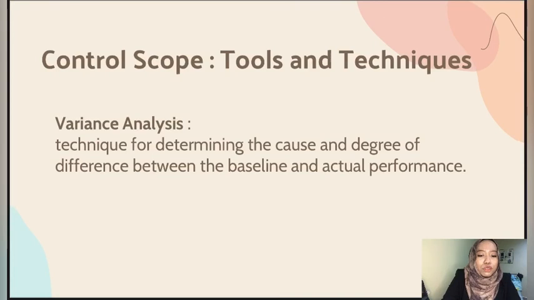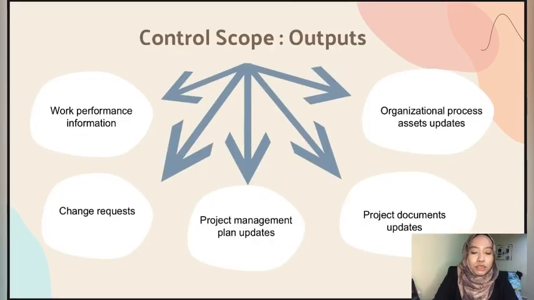Alright, for control scope outputs. Alright, we move to the next one, which is control scope outputs. It has 5 things, which is work performance information, change requests, project management plan updates, project document updates, and organizational process asset updates. Alright, for the first one, which is work performance information.